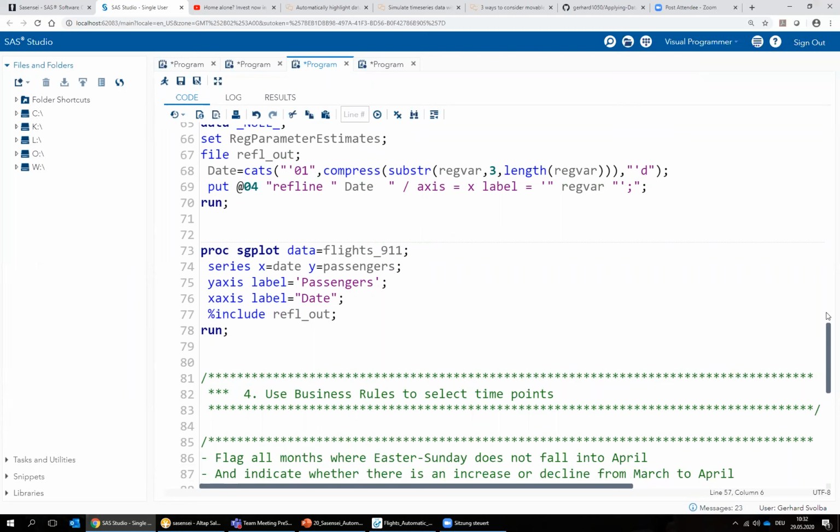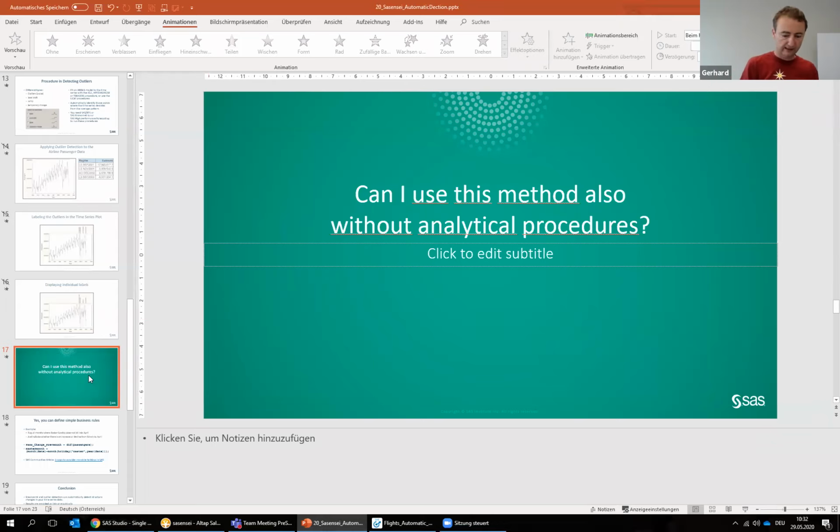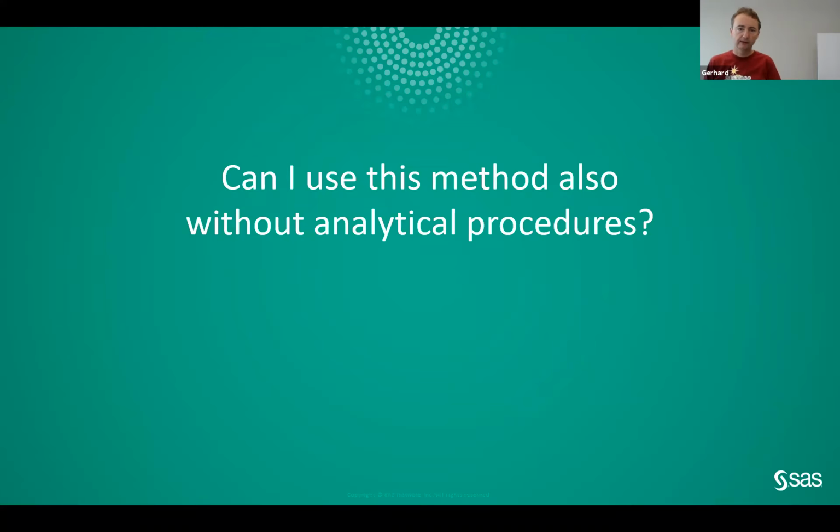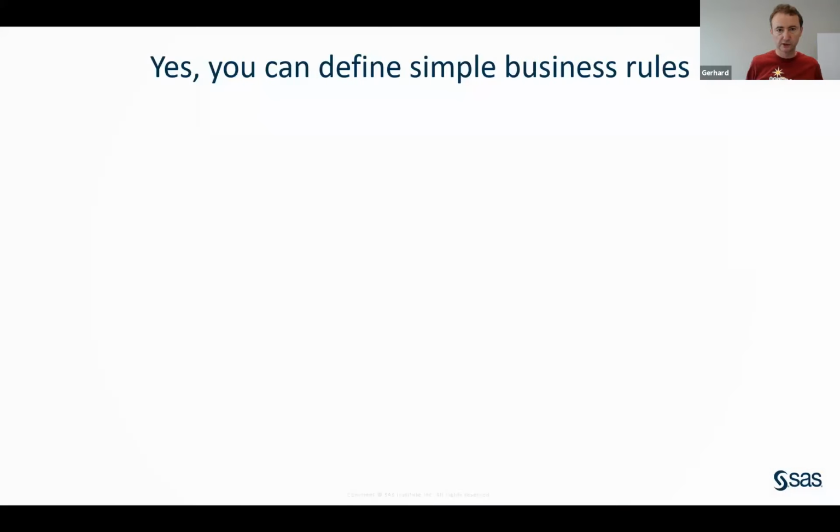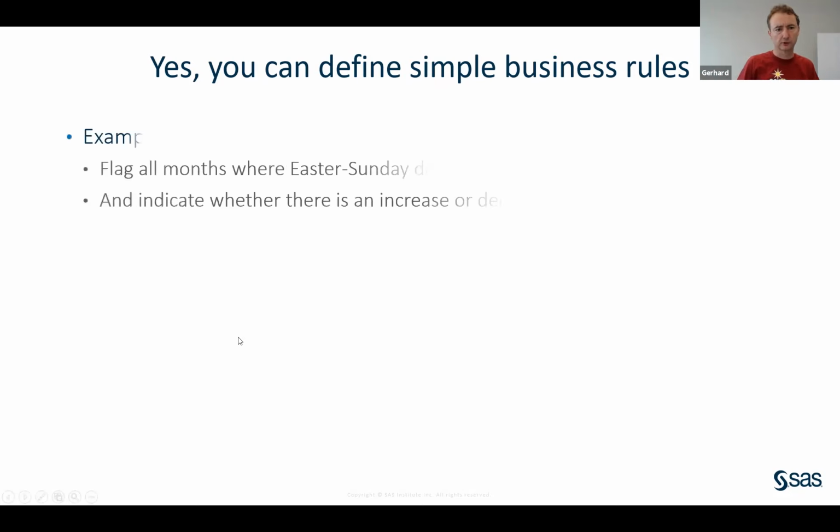Okay, so for example, the question now is, can I use this method in order to label something in the data also without analytical procedures? And the answer is yes. For example, if you just define simple business rules, if you say, I would like to label in the data all those months where there's a decline from the previous month of more than 10%, or if it's December and the previous month was 200, so you just define business rules.